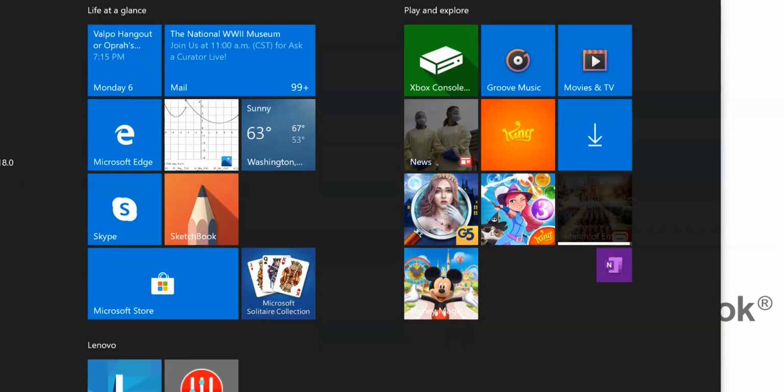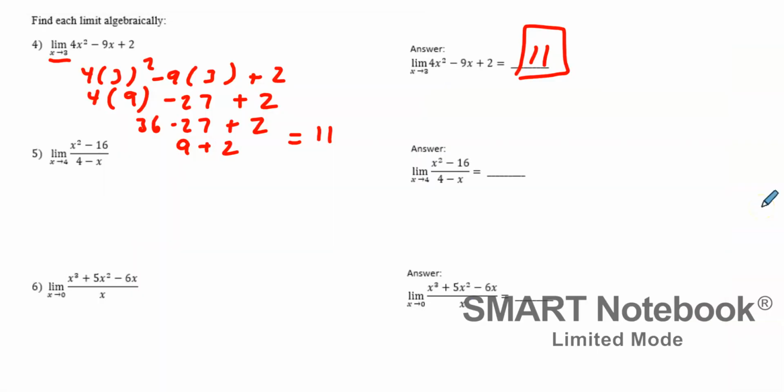Remember, a limit means as you're approaching a particular x value, what y value are you also approaching? Number 5, if I am trying to find the limit as x is approaching 4.